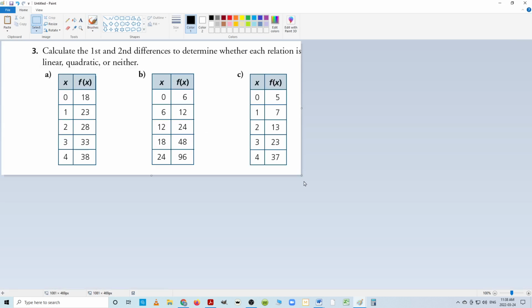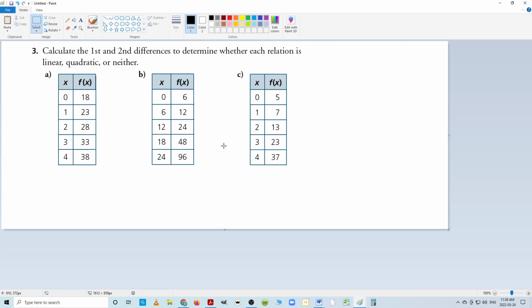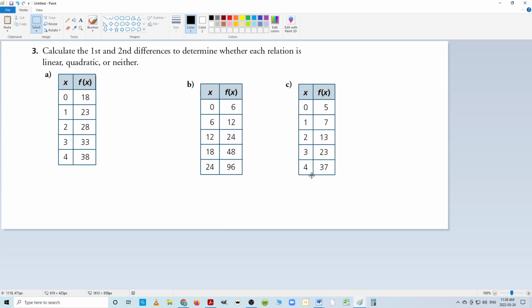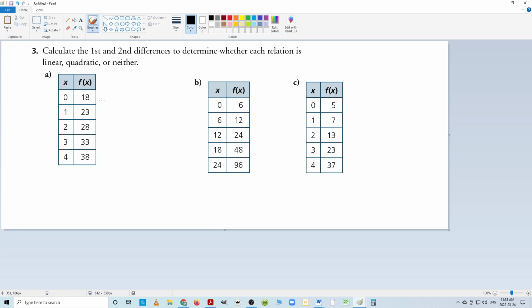But what are first differences? Well, first make sure that your x's are going up by 1. In some cases, these are not. And now I'm going to look at 18 to 23. How did I get there? Well, it looks like it went up by plus 5. And 23 to 28 looks like it went up by plus 5.